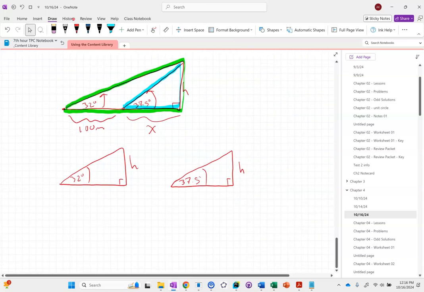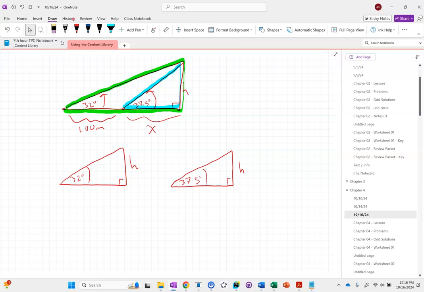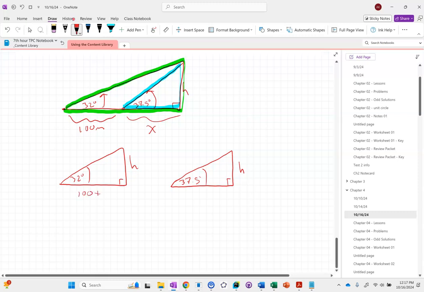What is the base for the 32-degree triangle? It's not 100. It's not x. 100 plus x. That's excellent, Emily. Yes. And the base for the 37.5 degree triangle is x. Everybody see that?